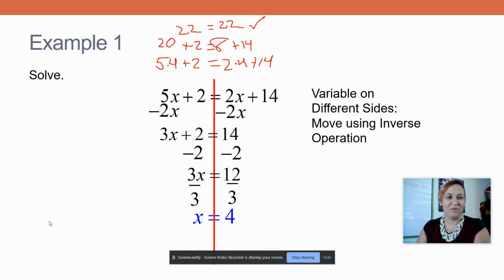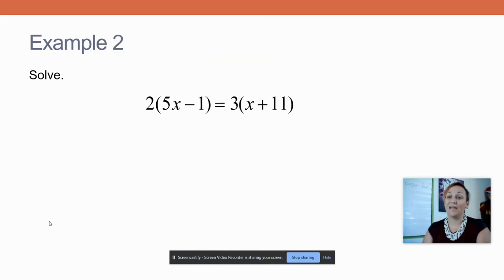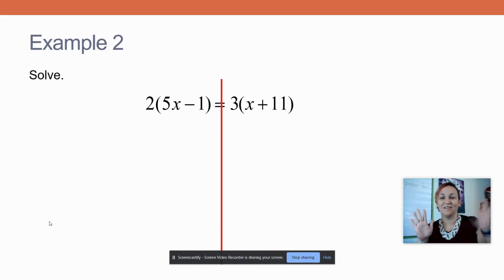Let's try another one together. Again, I'm going to go ahead and draw that red line going straight through the equal sign so I can very clearly see my left side and my right side. In this problem, since there are parentheses, I will start by distributing. Whenever you see parentheses, your first step is to distribute. On the left side, I will distribute by 2, and on the right side, I will distribute by 3.